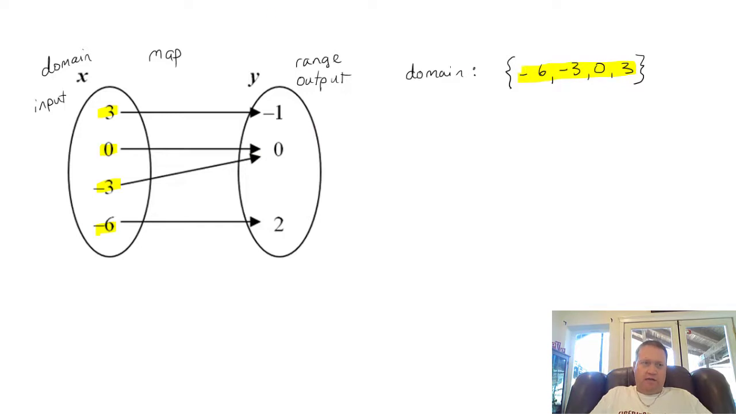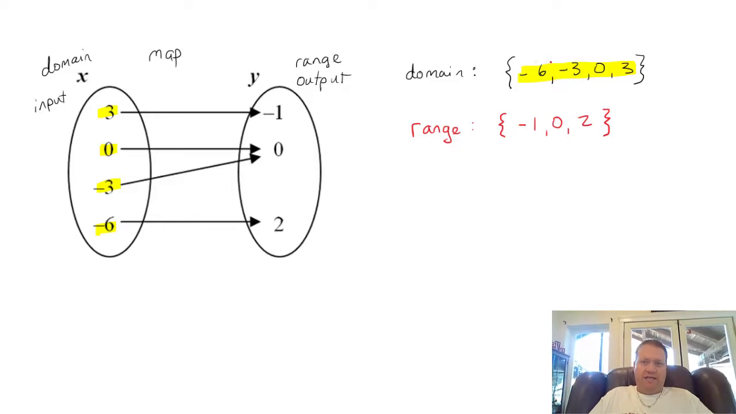So let's go ahead and do the same thing. We'll go ahead and list out the range, and the range are all the y values. And if we go smallest to largest, this time the smallest one is on top. We have a -1, and then a 0, and then a 2. And those are all the output values for this particular function.